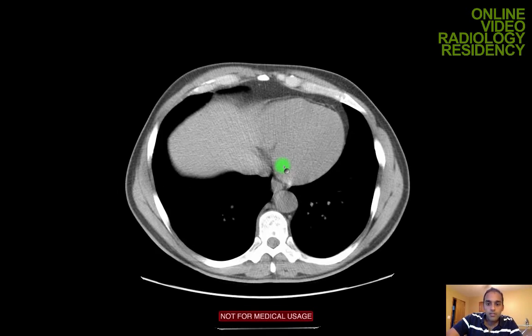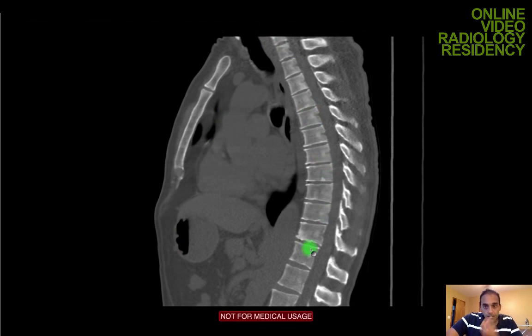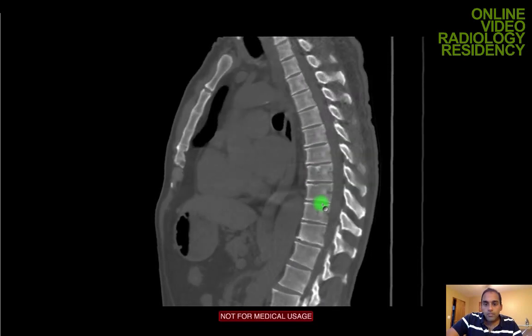Here I like to look at the bones on the sagittal plane. You can get a nice long axis of the thoracic spine. And you can assess for alignment. You can look for any focal osteolytic or osteoblastic lesions. Typically metastatic lesions usually involve the spine, so you can get a good assessment of that on the sagittal view. This is in bone windows.